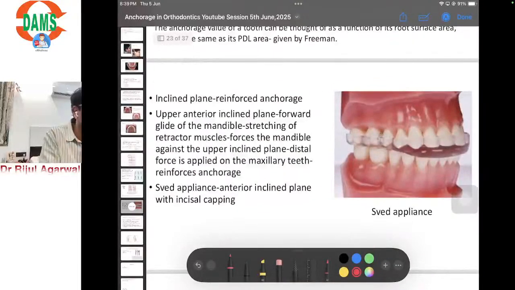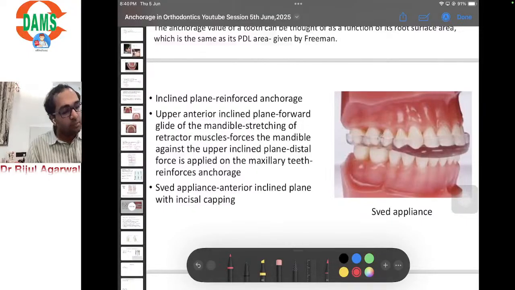Next example, a very important example in which students get confused, that is the inclined plane. So the inclined plane or anterior inclined plane is an example of reinforcing the anchorage. Why do we use the upper anterior inclined plane? The lower anterior inclined plane is an example of Catalan splines, used to correct the upper anterior cross bite. Now here I am telling you about the upper anterior inclined plane. Why do we use it? So as to glide the lower jaw forward.